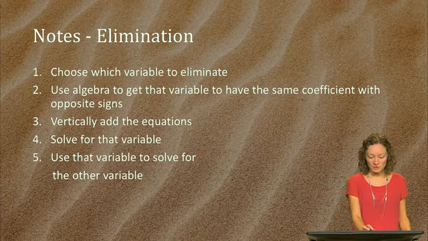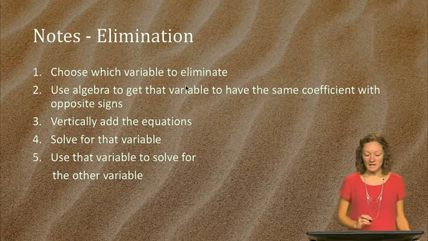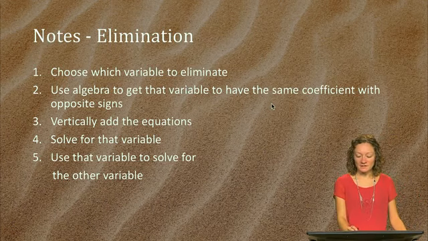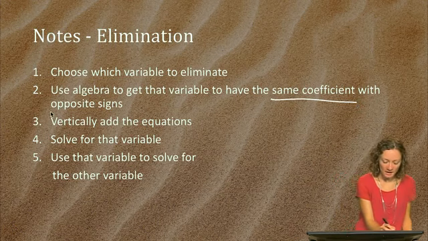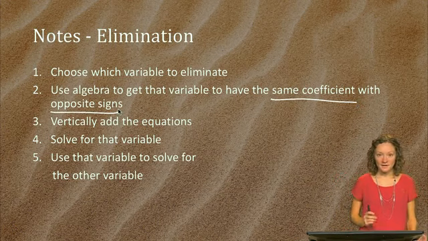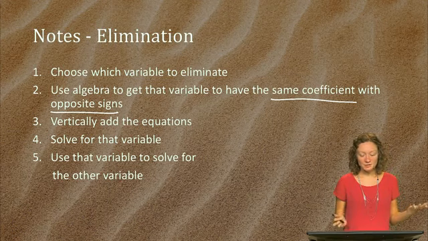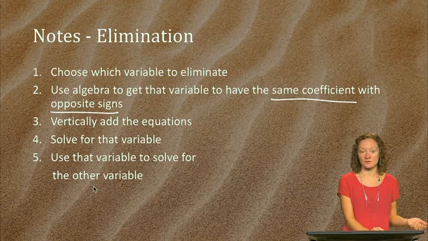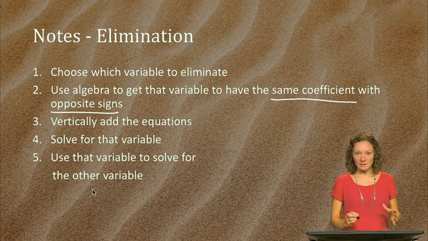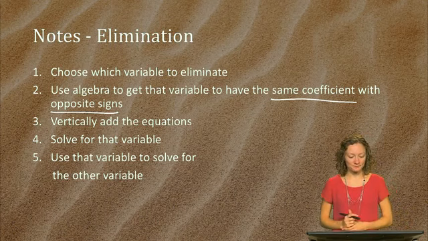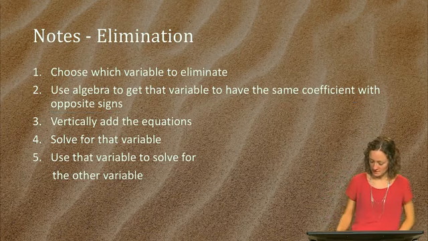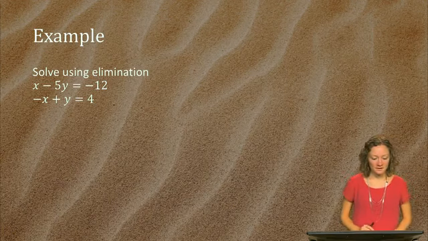So you choose which variable to eliminate, then use algebra to get that variable to have the same coefficient with opposite signs. Then vertically add the two equations together. And then the last two steps are the same. Solve for that variable and use it to solve for the other variable. Sounds kind of cryptic, but I can't say x or y because it'll vary from problem to problem. All right, so let's see what that looks like in action.